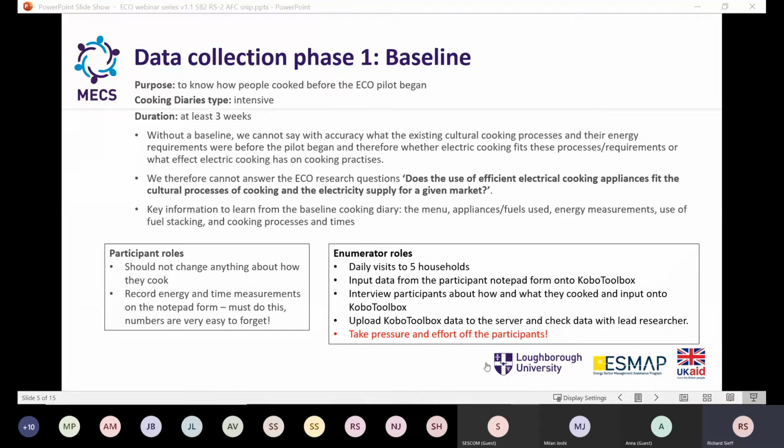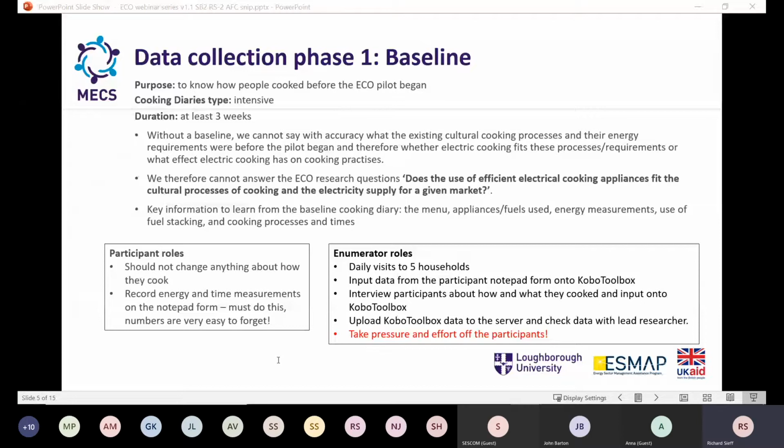During the baseline, the participants cook as normal, recording energy and time measurements on their notebook. Enumerators visit each day and interview the cooks, loading the data from the notebook and the cook's memory onto the COBO Toolbox app. It's really important that the enumerators visit once a day, because otherwise cooks will start to forget the details. For example, how many people they cooked for, or what utensils they used.